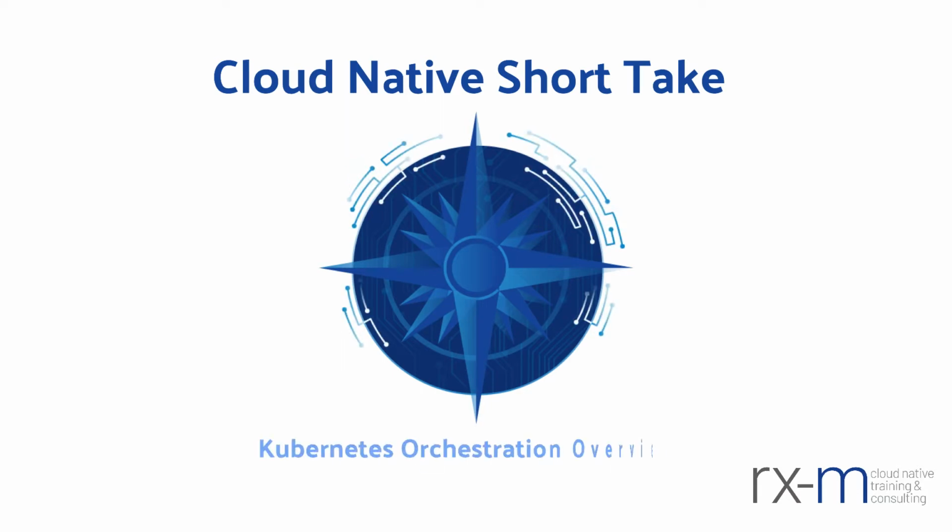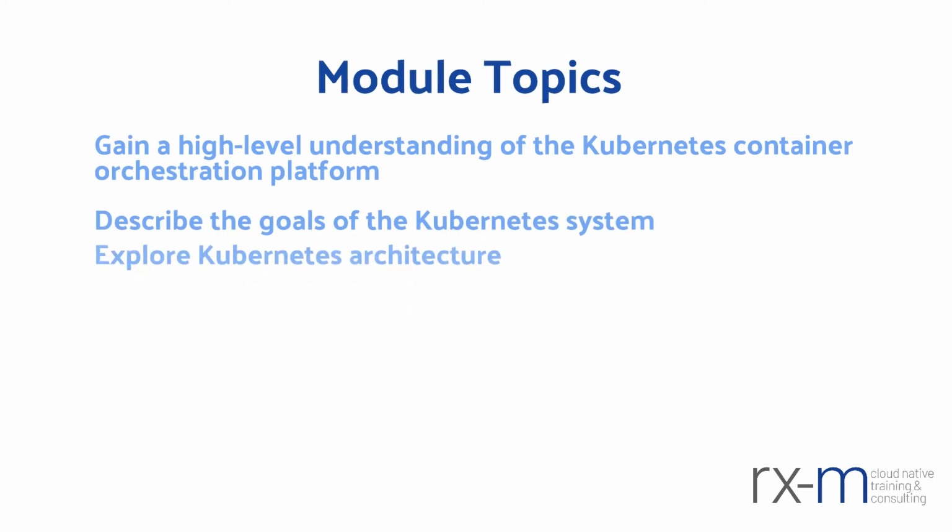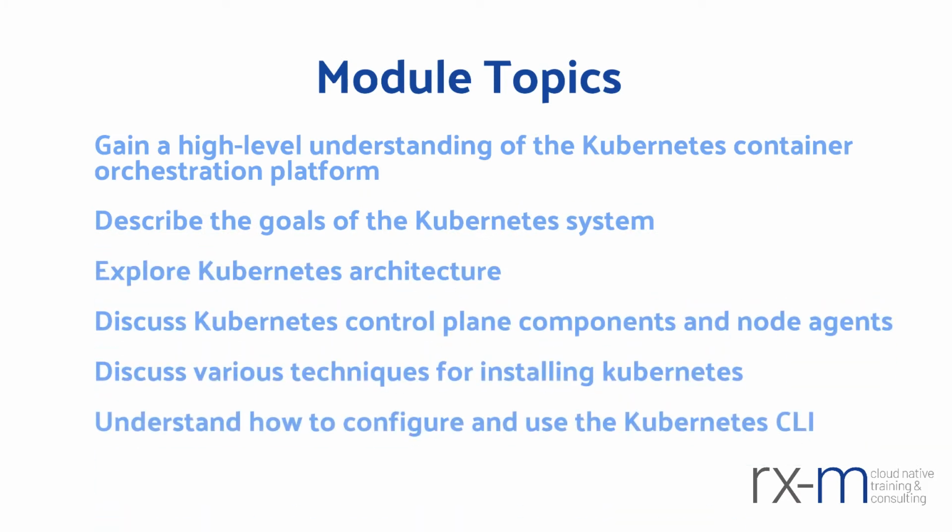And in this short take, we're going to take a look at the Orchestration Overview module from RxM. And we're going to start off at the start. You can't use Kubernetes if you don't have a Kubernetes cluster available. So one of the first things that we do in this module is install Kubernetes. And so let's get right after it.